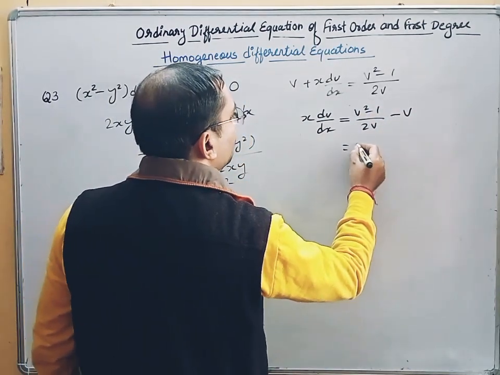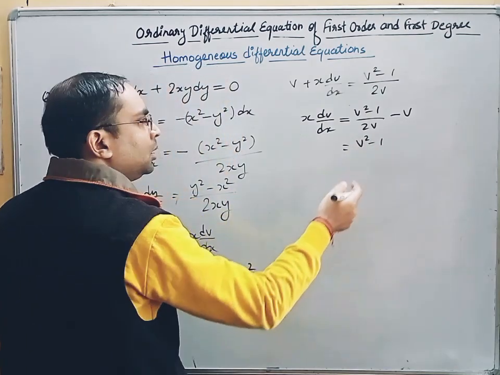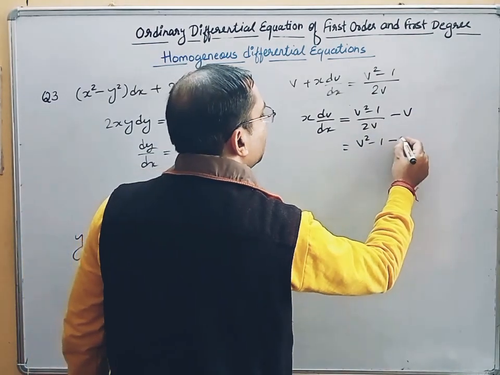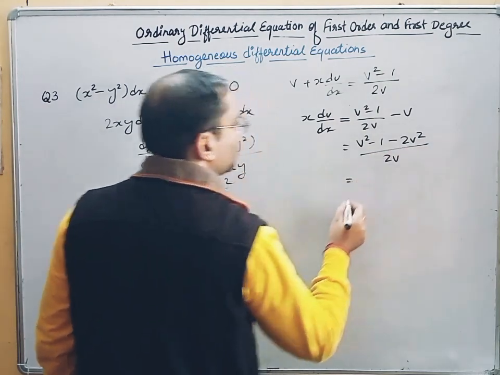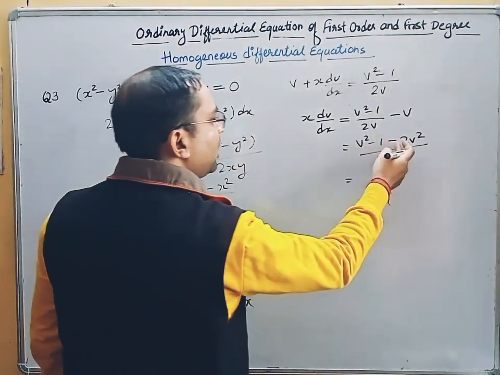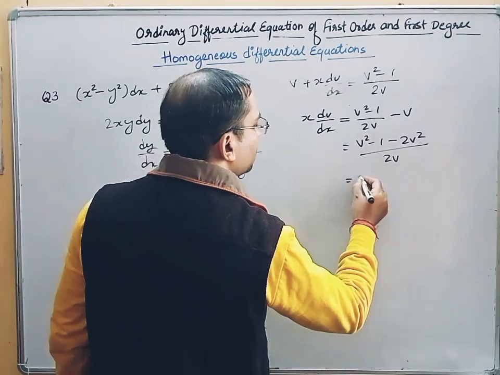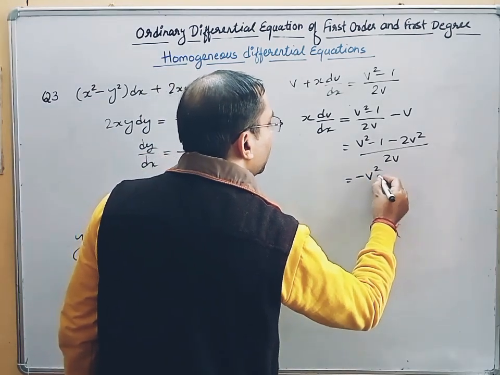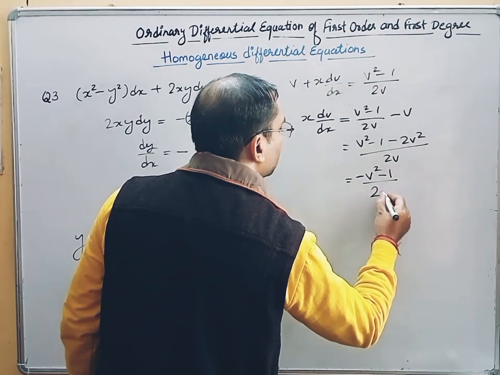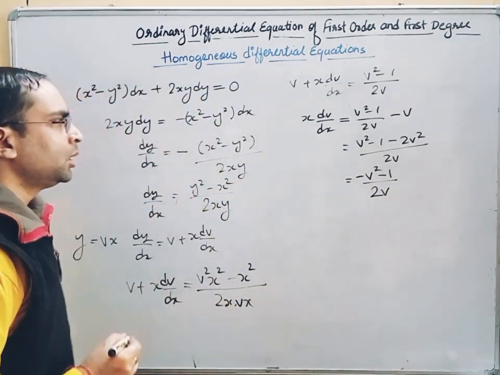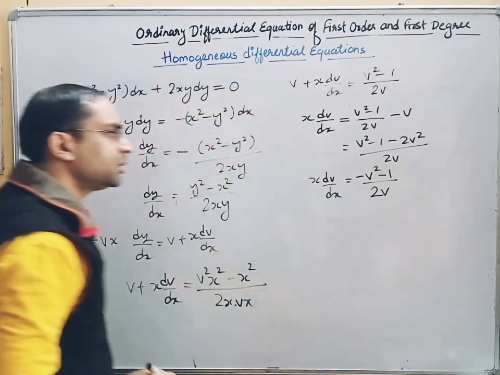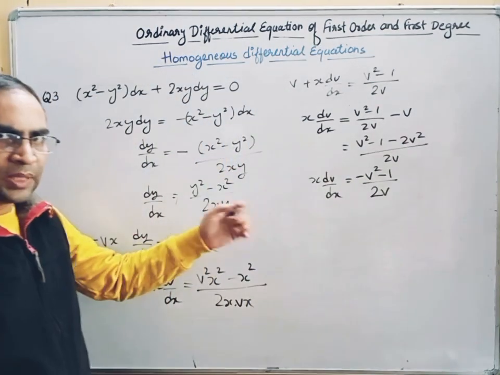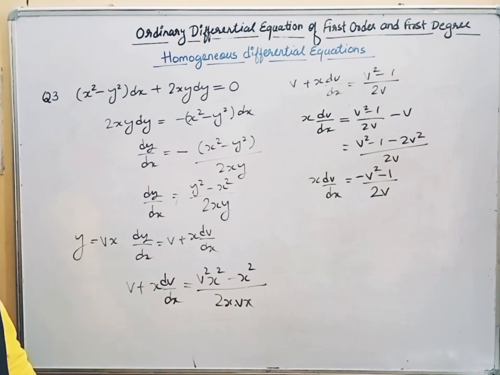We'll solve it. So this will be v square minus 1, 2v into v. This is minus 2v square upon 2v. So here we can see this v square and minus 2v square will give us minus (v square plus 1) upon 2v. So we can see that now we are left with an equation with only two variables x and v, and we can separate the variables and then solve with the variable separable method.